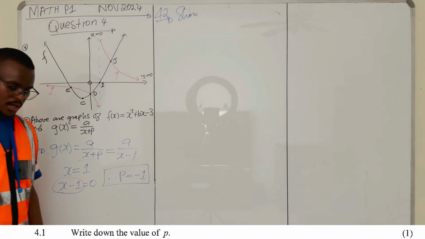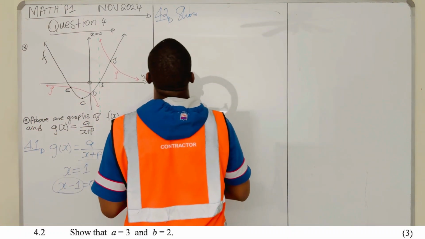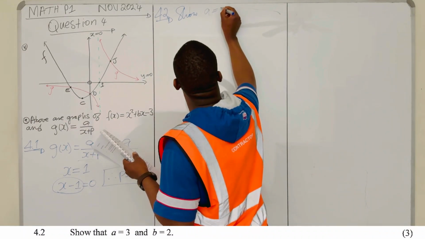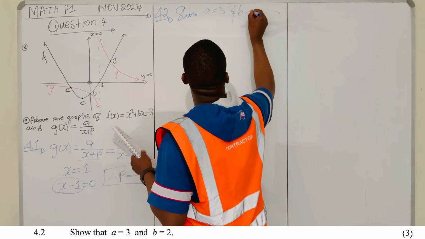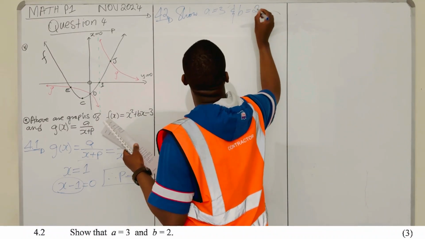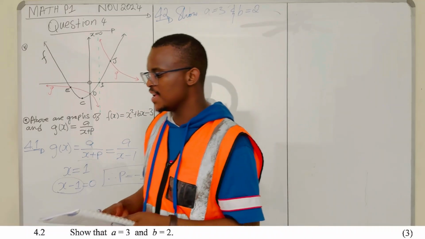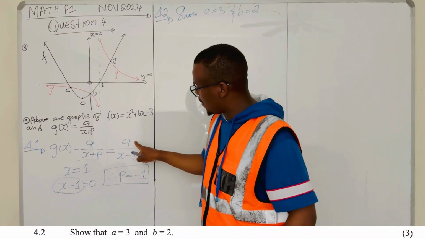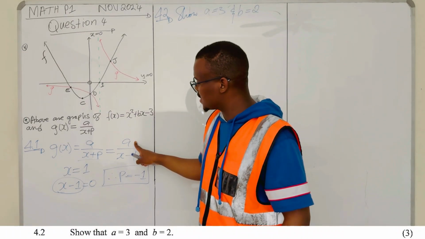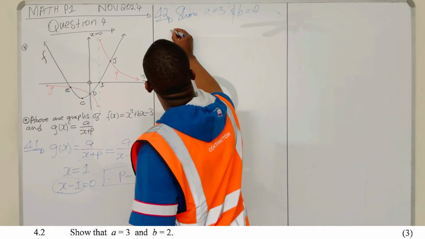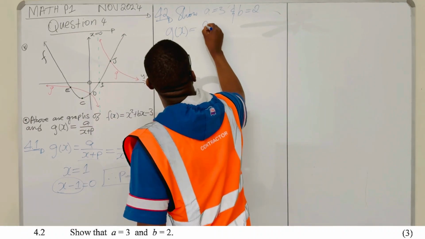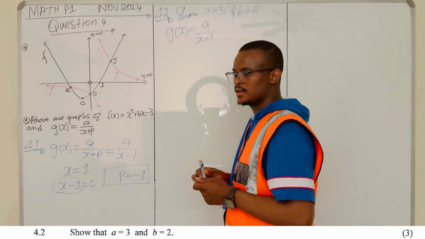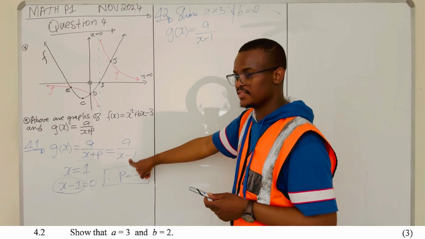Then we move to the next one, which is 4.2. At 4.2, they are saying show that a is equal to 3 and b is equal to 2. They wanted to show that a is equal to 3 and b is equal to 2. What is a? A is this number here, right? It belongs to this hyperbola here. So you're given that g of x is equal to a over x, but we found that it's x minus 1. Are you with me? So it's x minus 1, which is what we have there.